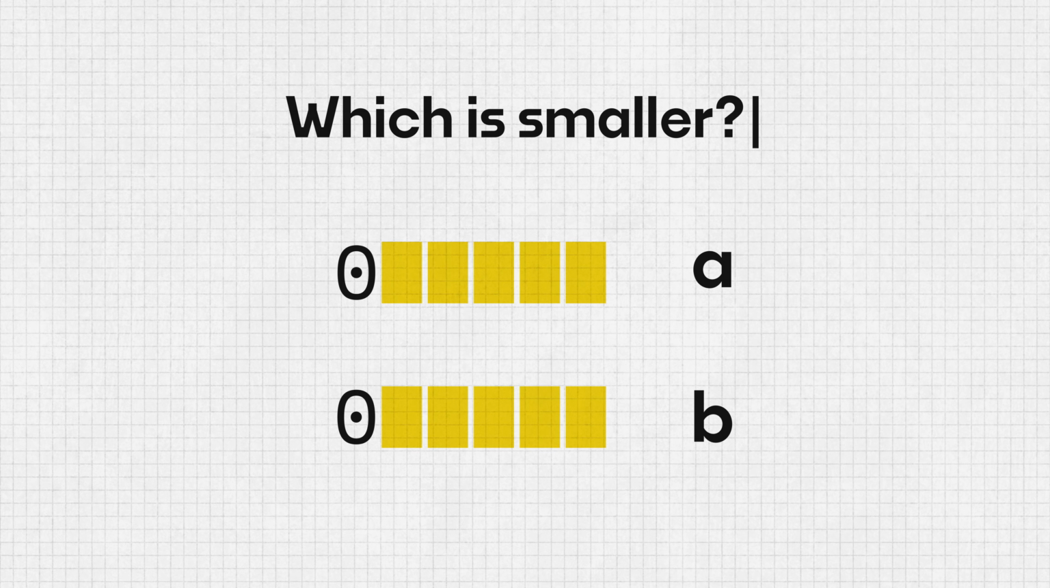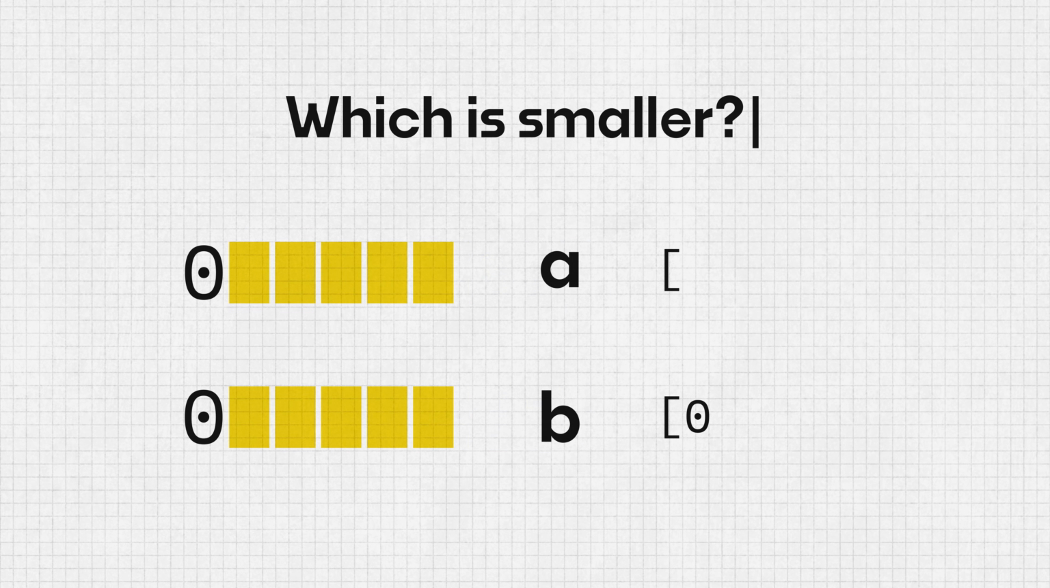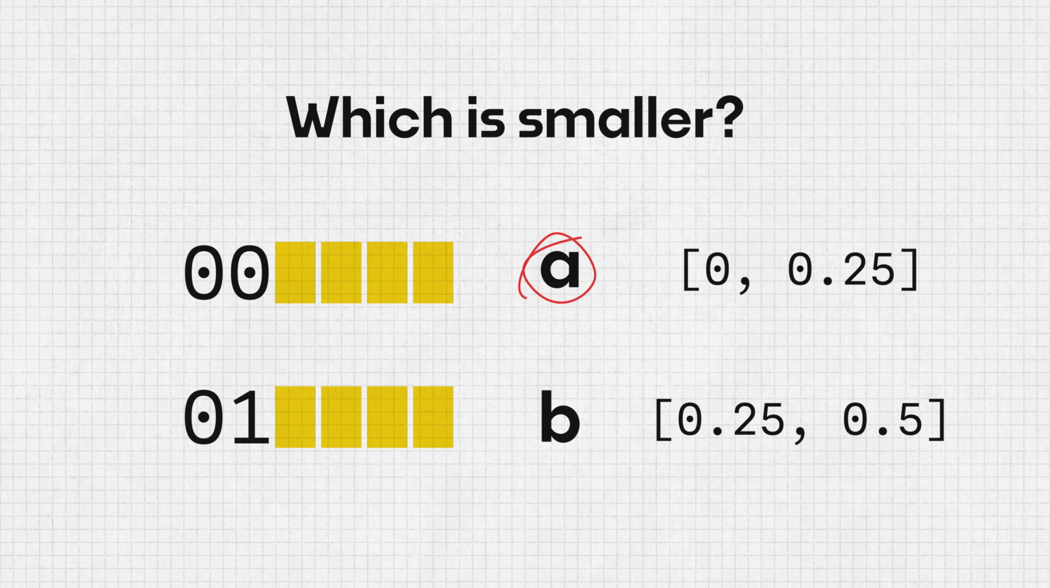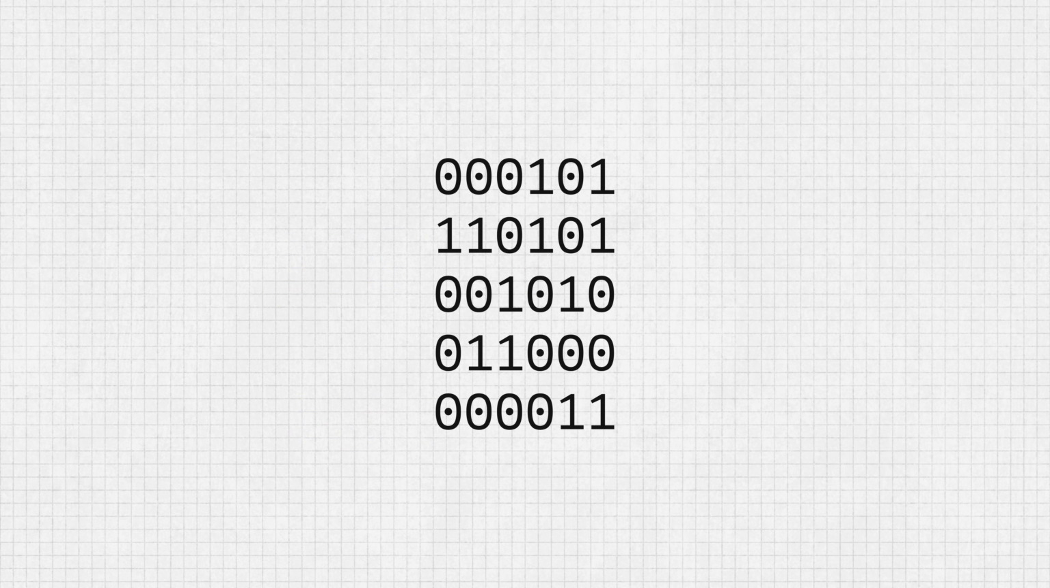Well, no, not really. All we know is that both A and B represent a value between 0 and 0.5. Now, let's reveal the second bit. Now we see that A represents a value between 0 and 0.25, and B represents a value between 0.25 and 0.5. So, even though we don't know the other 4 bits, we know A must be smaller than B. This illustrates the key idea. The more leading zeros a bit string has, the smaller the decimal number it represents.